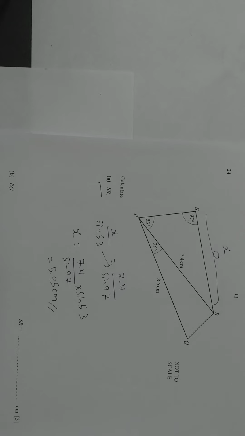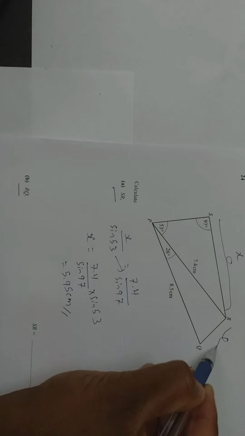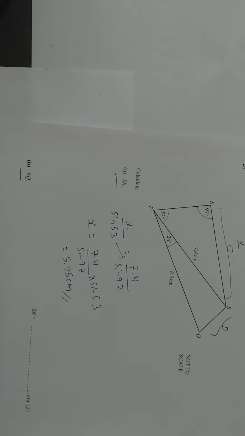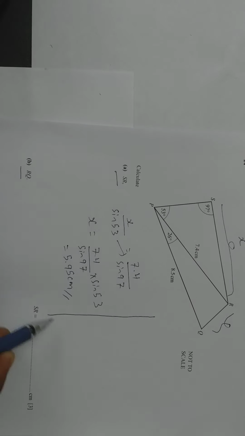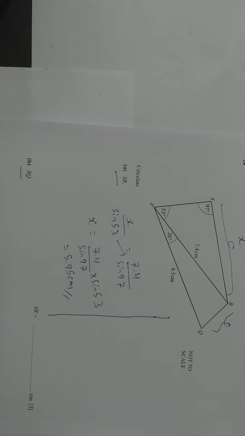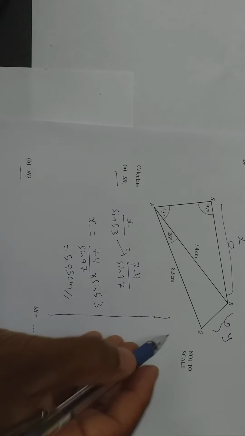Now next. They are asking you to find RQ. Where is RQ now? This one. Do you know two angles? No. So sine rule cannot be applied. How many angles do you know? Only one angle. So go with cos rule. This time I assume it to be y. Let's go with cos rule.